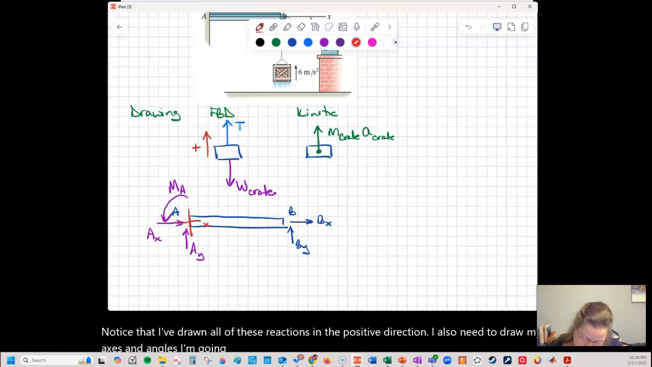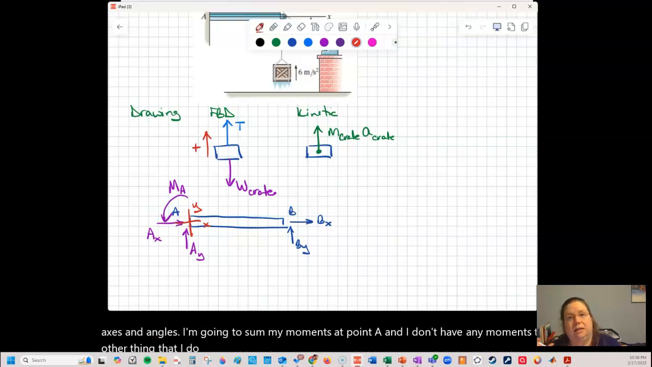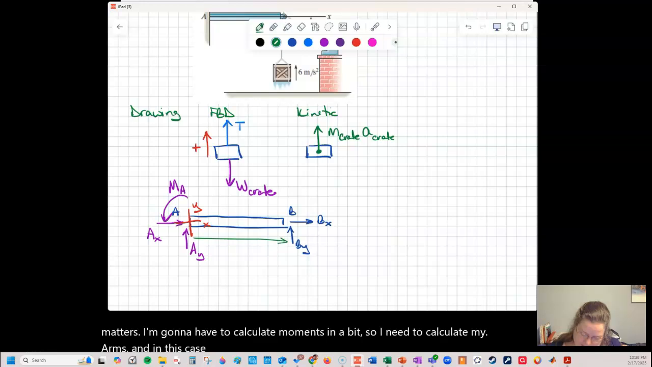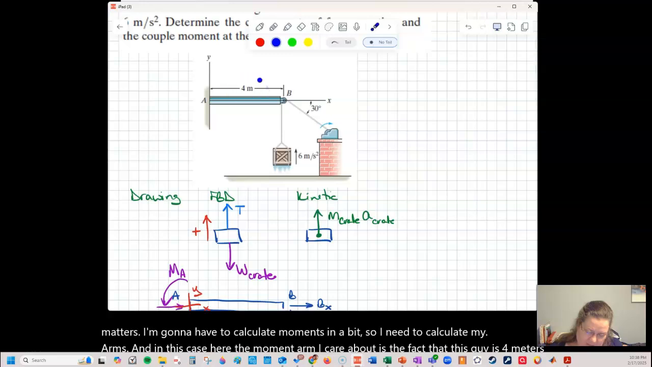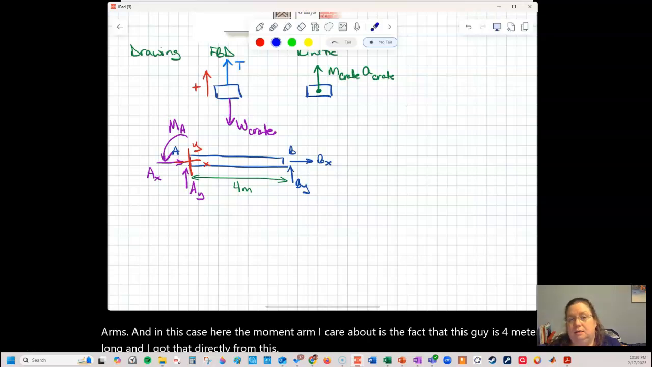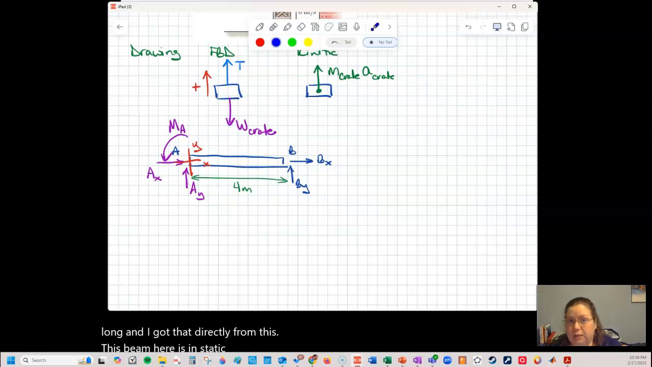I'm going to sum my moments at point A, and I don't have any applied moments. The other thing I do need, recognize that this is a rigid body. It's got size and shape that matters. I'm going to have to calculate moments in a bit, so I need to calculate my moment arms. In this case, the moment arm I care about is the fact that this beam is 4 meters long, and I got that directly from this. This beam here is in static equilibrium. It is not moving at all, so I don't need a kinetic diagram for it.